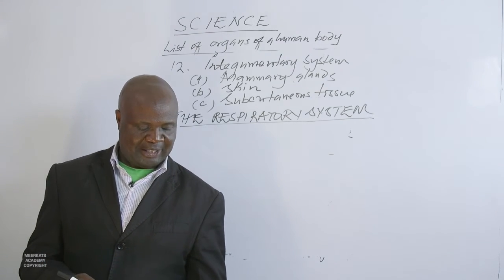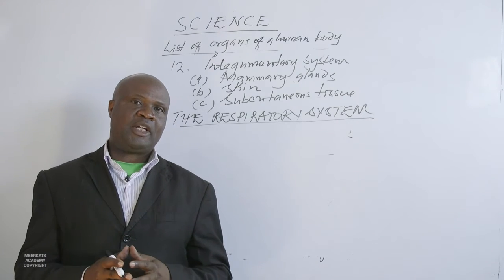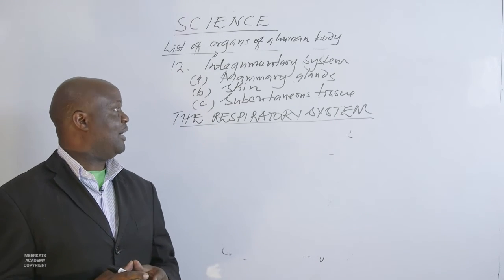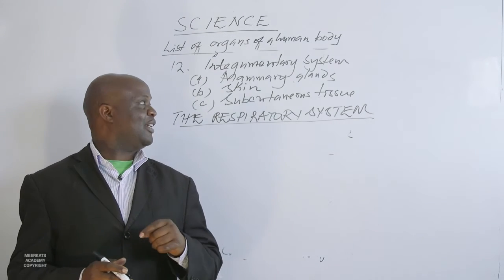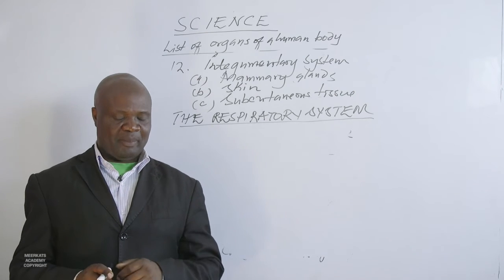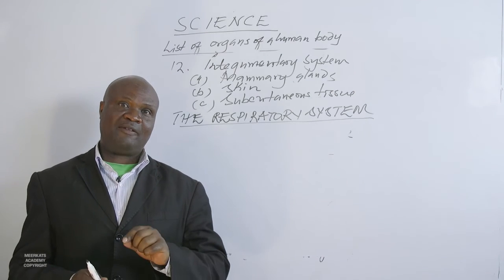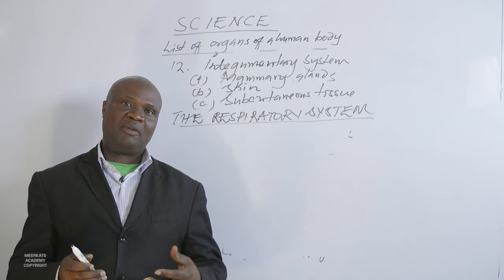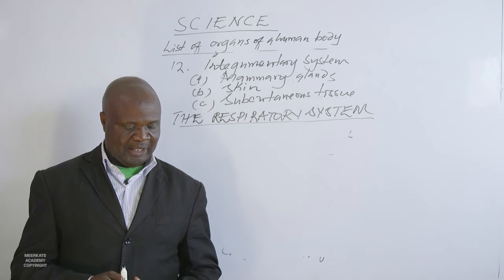When we talk of respiratory gases, the respiratory gases are oxygen and carbon dioxide gas. Now, so that we discuss this respiratory system in depth, we are going to have just a simple diagram that will depict the lungs.